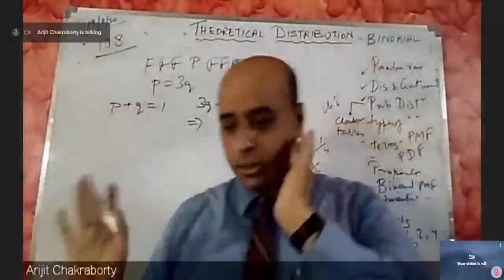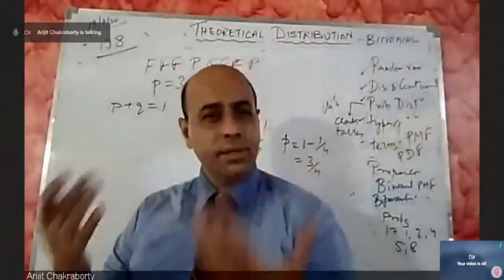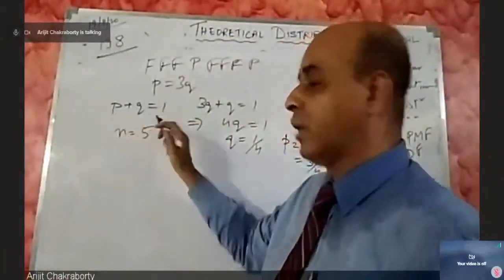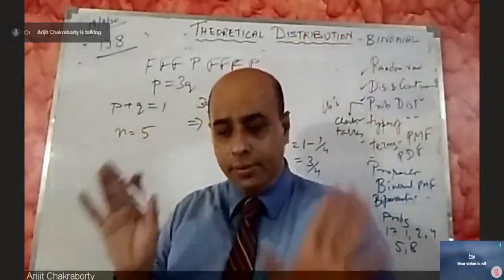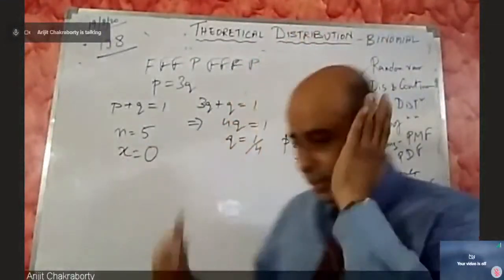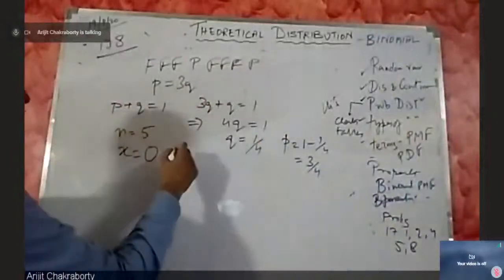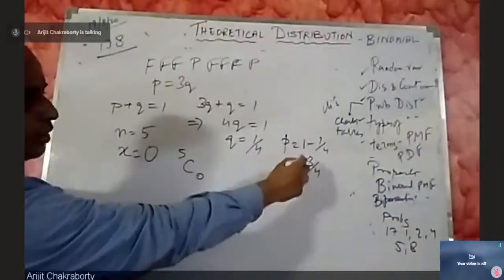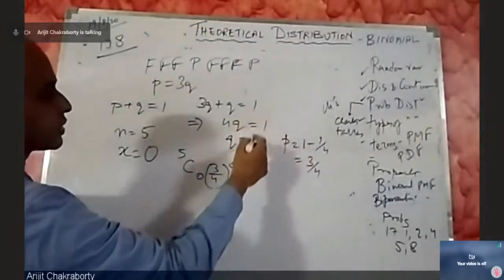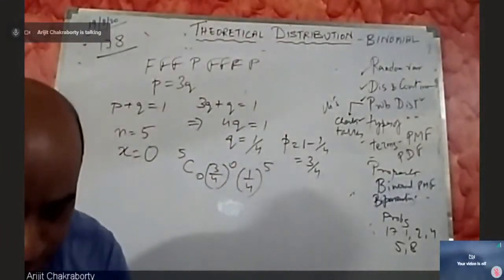If the experiment is repeated 5 times, what is the probability of getting no success? So the question gives you the answer. The question itself says the experiment is repeated 5 times, that means n equal to 5, and probability of no success, that means x will be 0. Therefore, what will be the probability mass function in this case? 5C0. Probability of success is 3 by 4, so 3 by 4 to the power 0. And failure is 1 by 4, 1 by 4 to the power 5. This is your probability mass function or PMF.